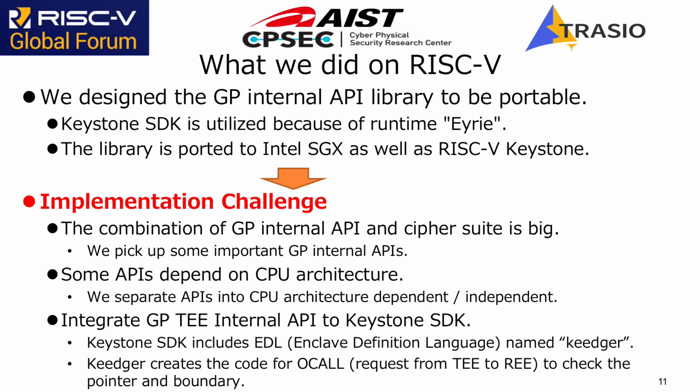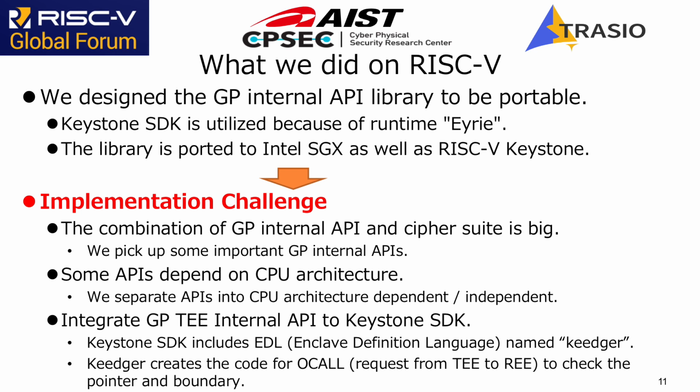So far, we introduced the definition of TEE, RISC-V Keystone, and the GlobalPlatform TEE internal API. From now on, we are going to present what we did on RISC-V. We designed the GP TEE internal API library to be portable, so we implement it on RISC-V. We use the existing Keystone SDK because we use the Keystone runtime, Eyrie OS.